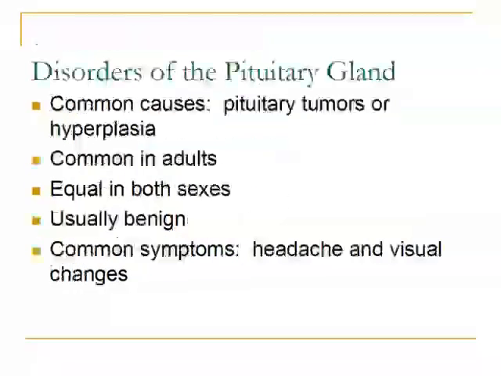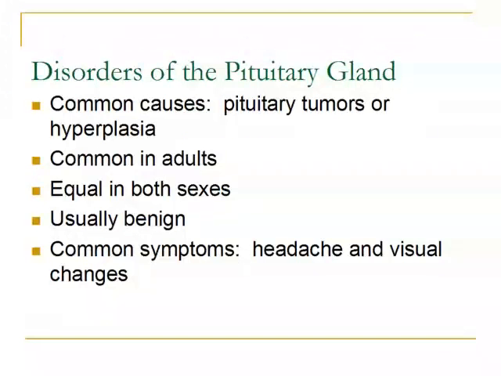When we look at disorders of the pituitary gland, some common causes include pituitary tumors or hyperplasia. This is found commonly in adults. It's equal between men and women. Typically, that's a benign type of tumor, and the most common symptoms seen are headaches and visual changes, due to pressure that the tumor is putting on the optic nerve and the brain. So those are the symptoms that those patients have.